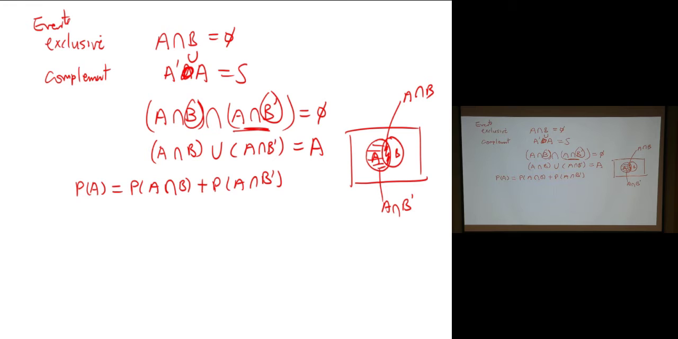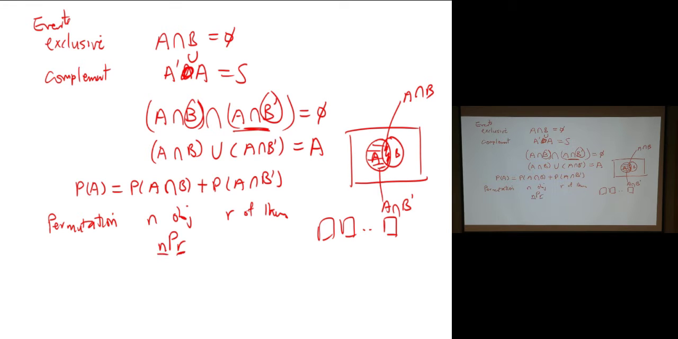Okay, so there are a few properties about all these operations. Now we talk about permutations. If you have n objects and you try to permute R of them, you can think of it as having R boxes, and you try to fill them up with the n objects. So we write it as permuting n objects, R at a time.